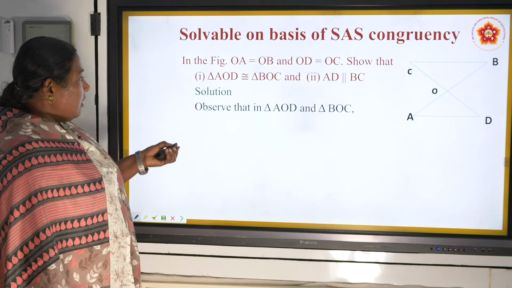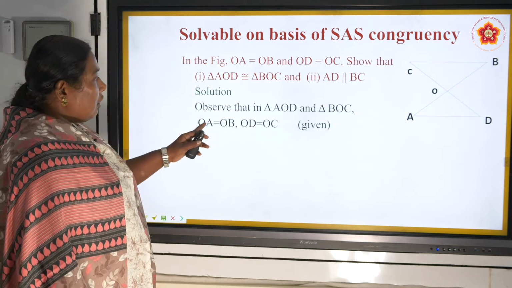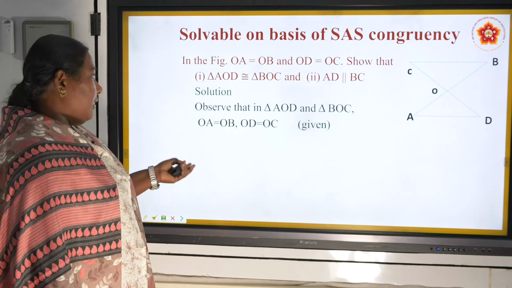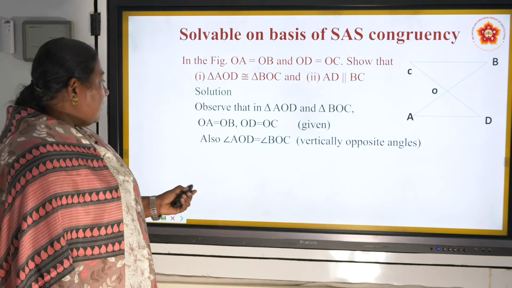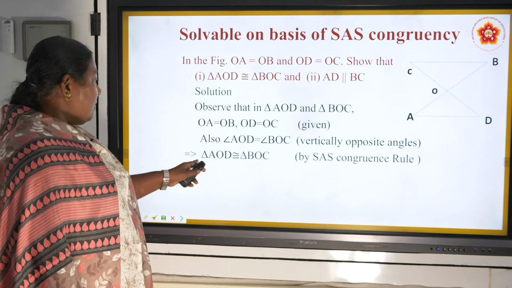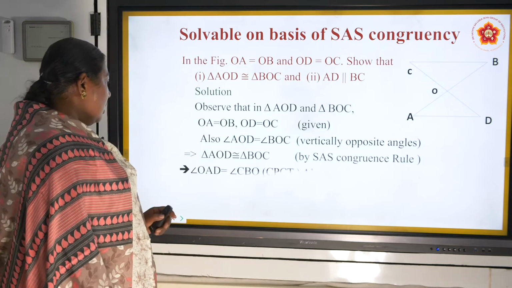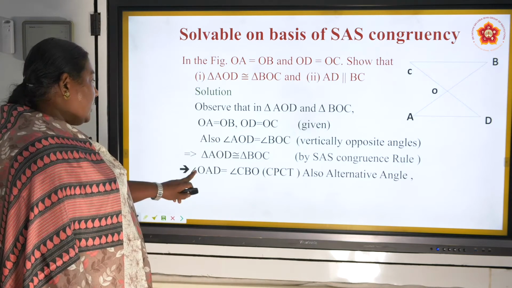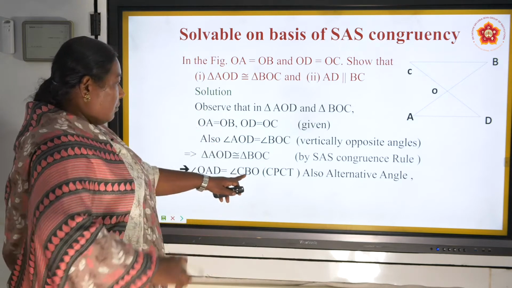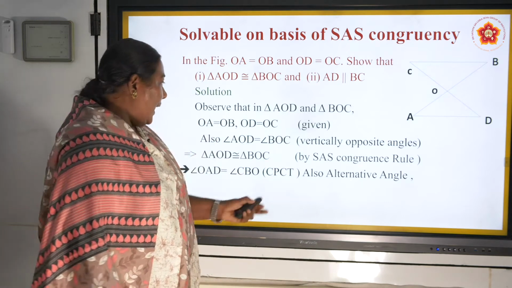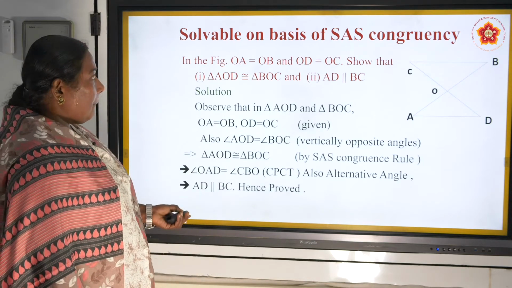Let us see here. Observe that in triangle AOD and BOC, we can see that OA is equal to OB, OD is equal to OC, which is given, and angle AOD is equal to angle BOC, vertically opposite angles, which implies that triangle AOD is congruent to BOC by SAS congruence rule. So because of that, we get angle OAD is equal to angle OBC by CPCT, alternate angles. Because of the alternate angles, we can tell that AD is parallel to BC.